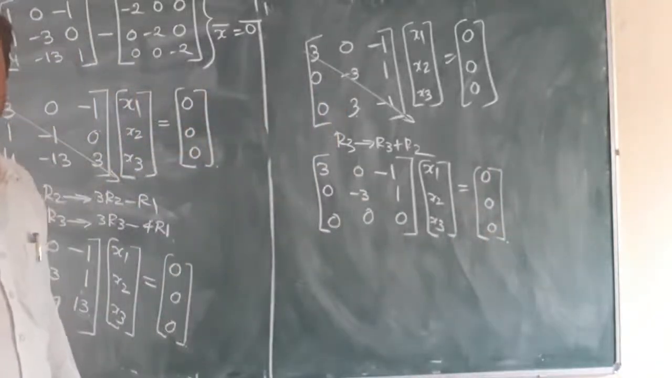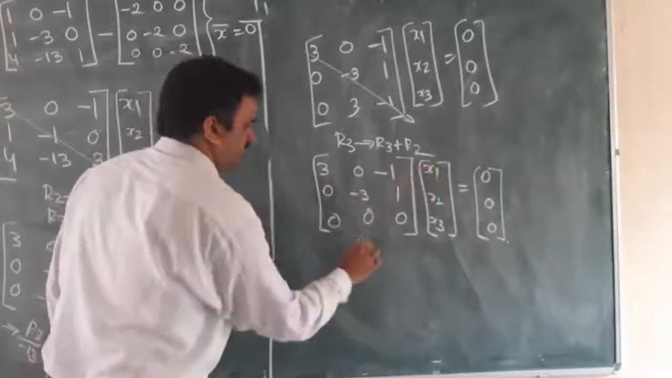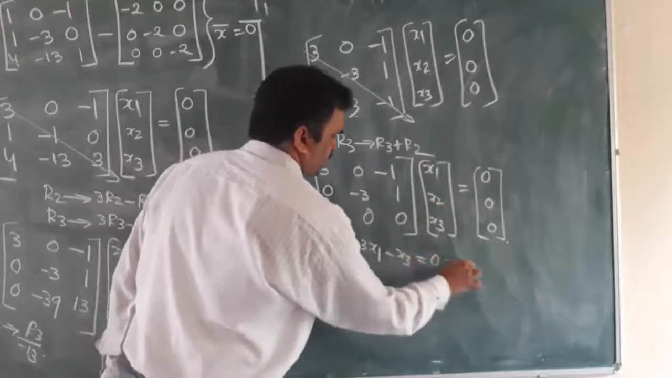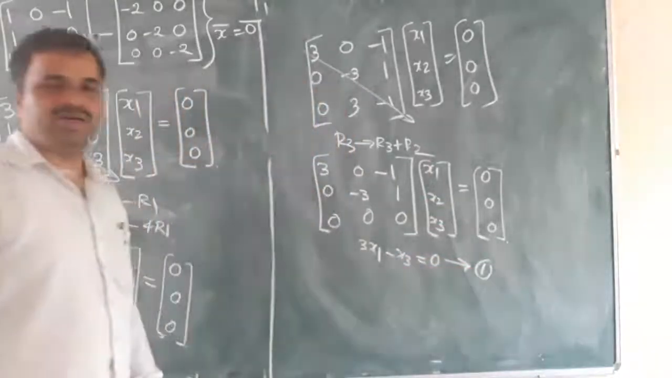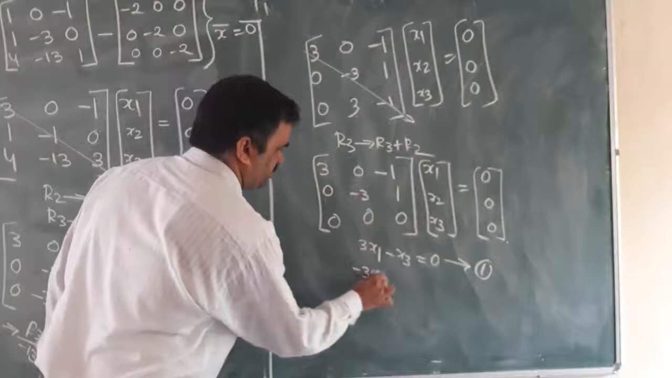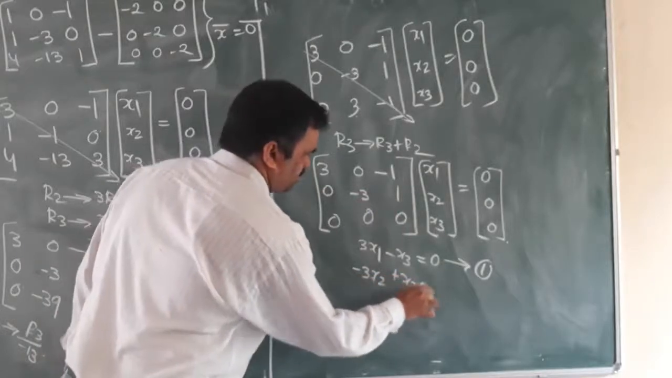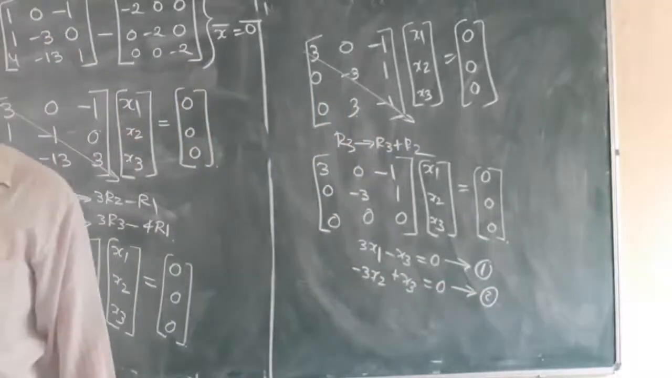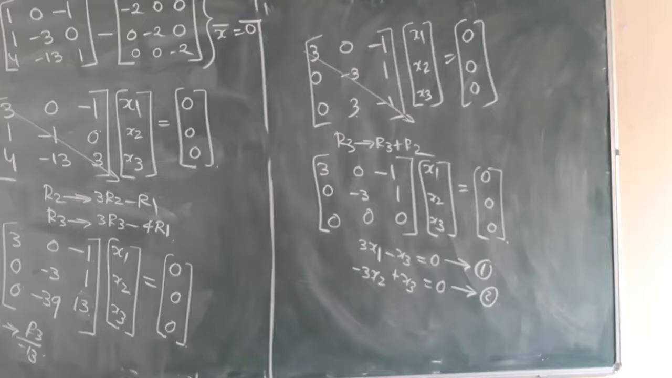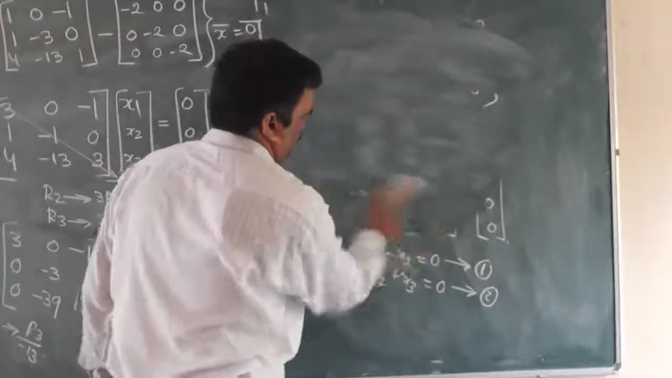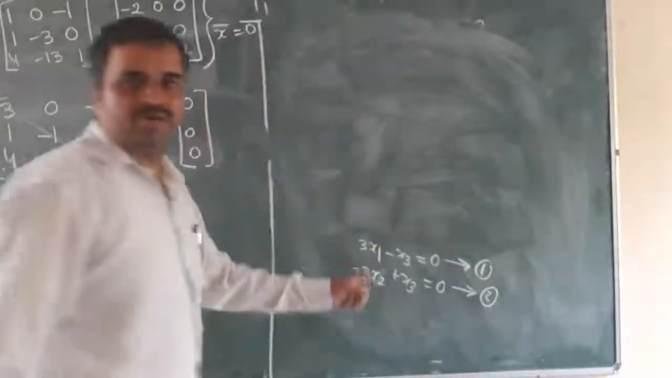Now come, write the equations back. 3x1 minus x3 equal to 0. Equation number 1. 3x1 minus x3 equal to 0. Equation number 2. 0x1 minus 3x2 plus x3 equal to 0. We have to solve these two equations. I have to solve the two equations.